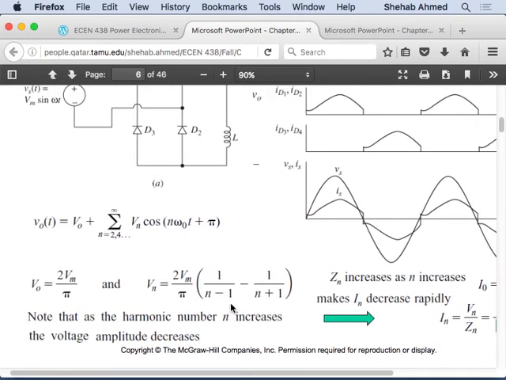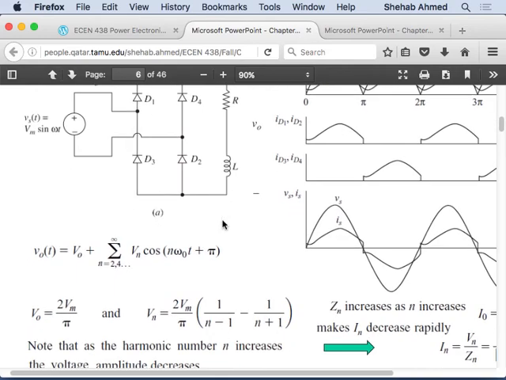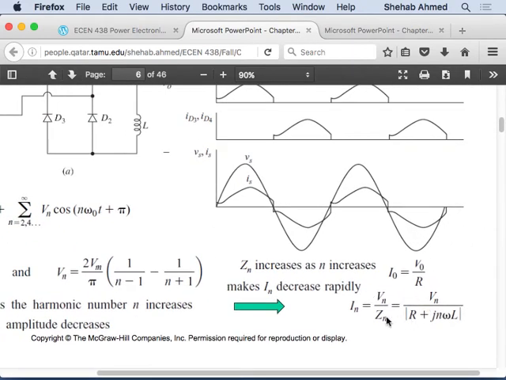Now, how do you go about finding the current? Remember, we will find the current at every single harmonic. We take the voltage at each specific harmonic divided by the impedance at that specific harmonic, which is R plus j omega nL, where n is the harmonic order. And that's basically what they say in this slide.